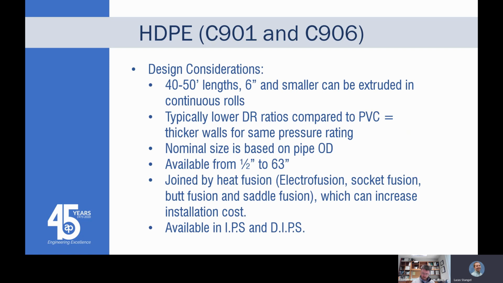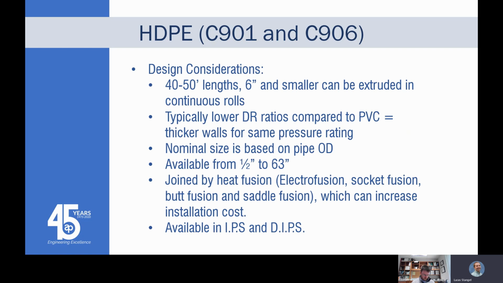Standard HDPE, or most of them, you have DRs from 32.5, which has a pressure rating of 51 psi, down to a DR of 7, which I think is a little over 260 psi. The nominal size is based on the OD of the pipe. So as your DRs decrease, the smaller the DR, the higher the pressure rating, your wall thickness increases and your ID gets smaller.